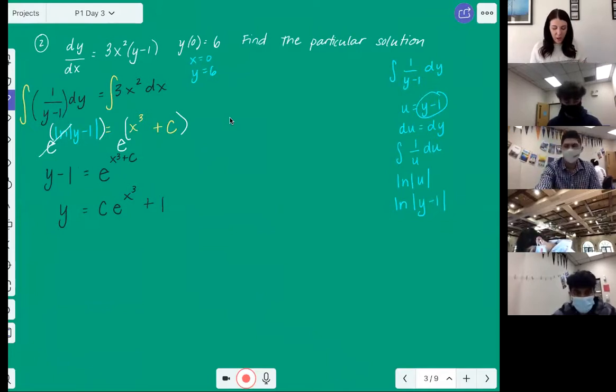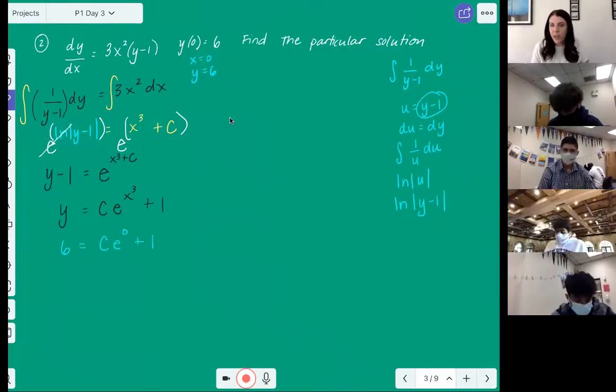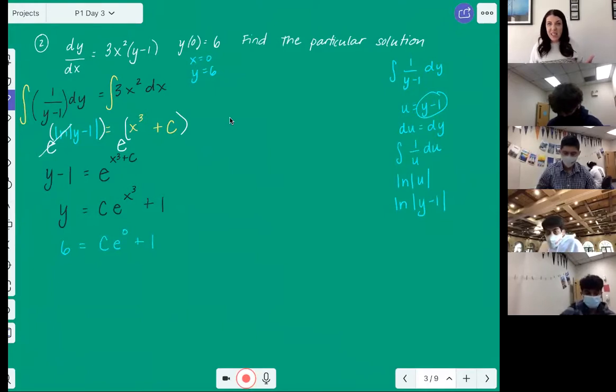So we have x equals 0, y equals 6. We're going to plug those in. So we get 6 equals c e to the 0 plus 1. Now this looked like a very scary equation. We had ln's, we've had e's so far. It simplifies quite a bit, especially if you've written it this way, in order to solve for c. So e to the 0, anything to the 0 is 1. So we end up getting 6 equals c plus 1. We can subtract the 1 and we get 5 is equal to c.